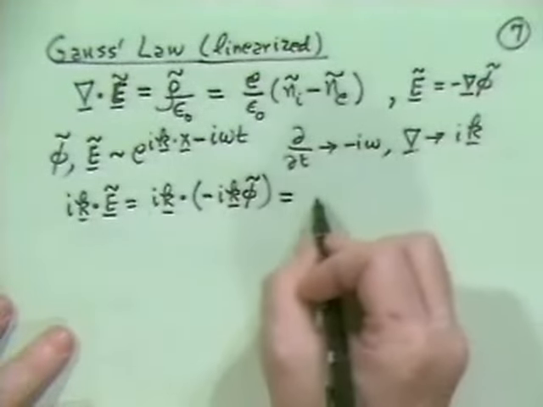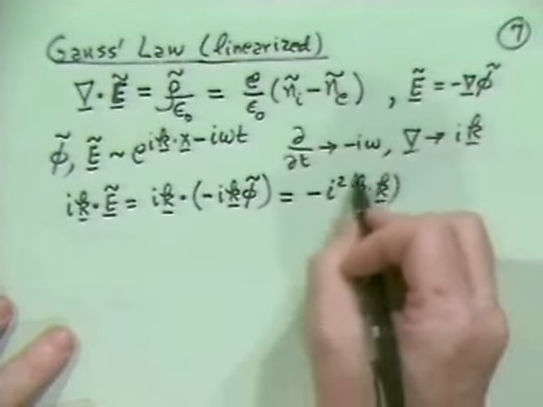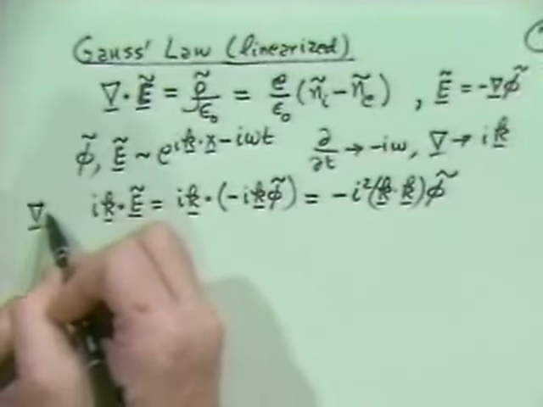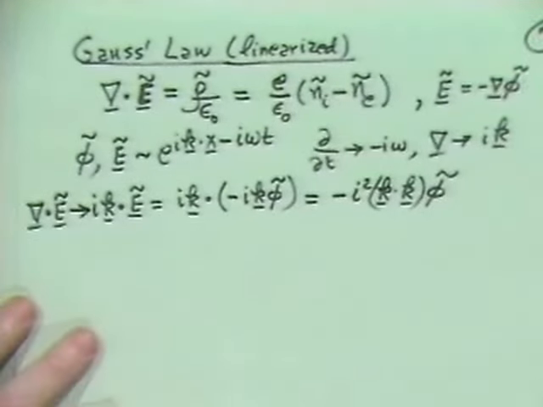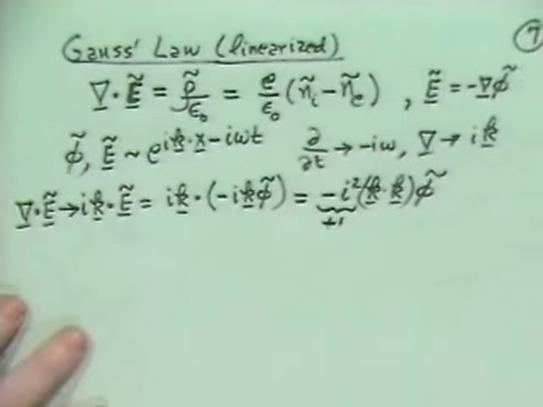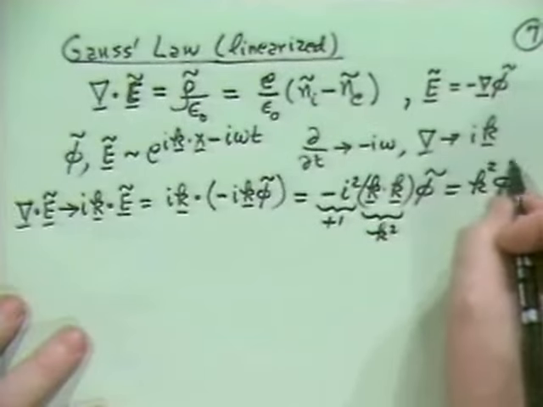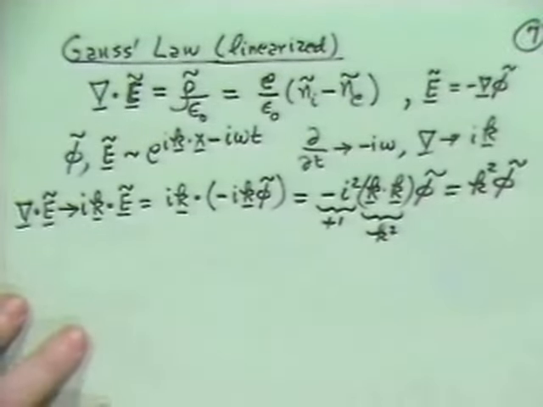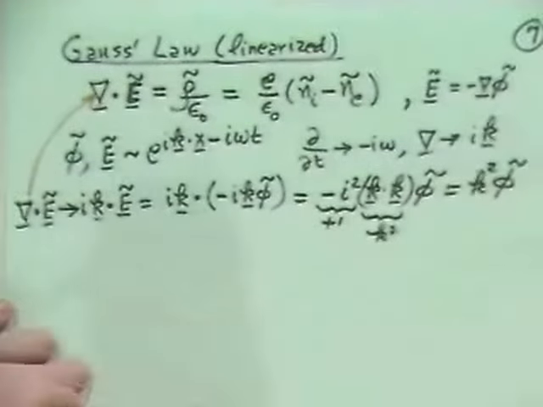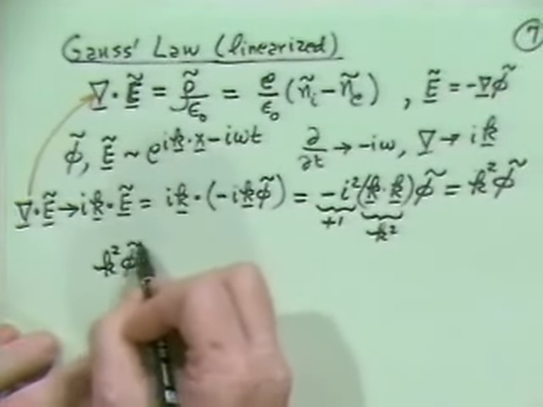But that's equal to minus i squared, so that's minus i squared times k dot k phi tilde. So maybe I should have come off to the left here and said divergence of E tilde goes to, okay? And minus i squared is about plus 1. K dot k is k squared. So this is just equal to k squared phi tilde. So we stick that in then. Okay, this was this. And so we can then revise our Gauss's law to simply k squared phi tilde.